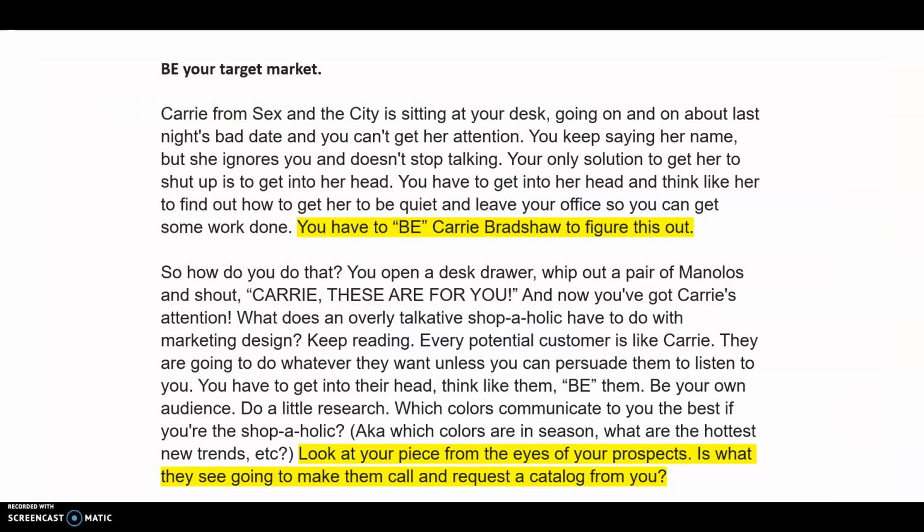I picked this up just kind of running around on the web. This is interesting. This is by someone who writes direct mail copy, saying that Carrie from Sex and the City is her target. Going on and on about last night's bad date and you can't get her attention. You keep saying her name, but she ignores you and doesn't stop talking. Your only solution to get her to shut up is to get into her head. You have to think like her to find out how to get her to be quiet and leave your office so you can get some work done. You have to be Carrie Bradshaw to figure this out.